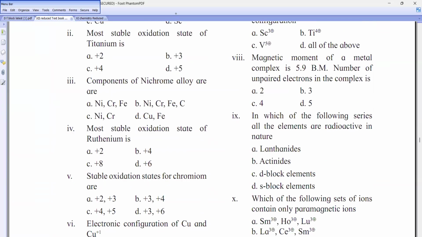Okay, component of nichrome, tell me beta, nichrome में कौन कौन था बोलो। Nichrome has nickel, chromium. निकल एंड क्रोमियम ही था। Okay.